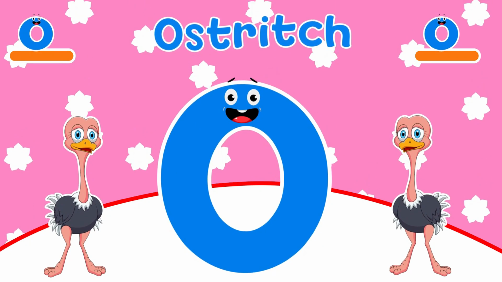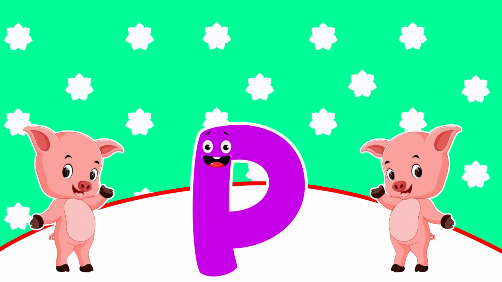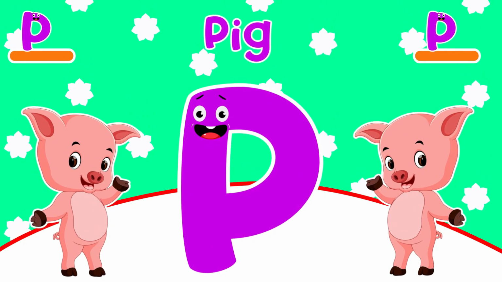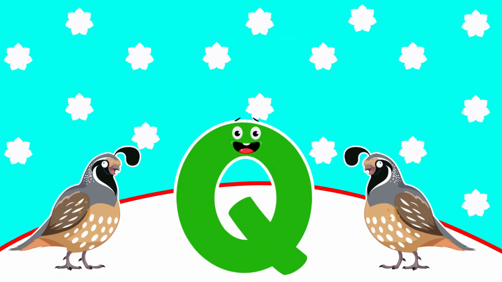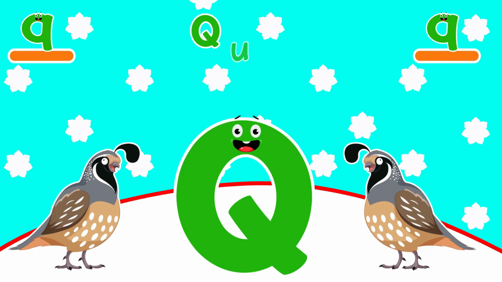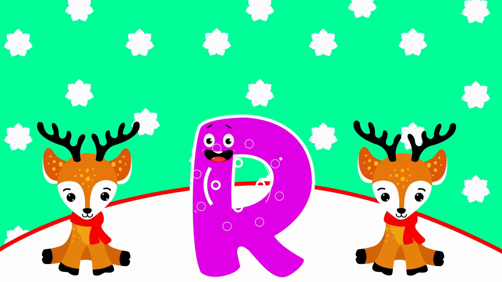O, ostrich. P is for pig. P, p, pig. P, pig. Quail. Q, quail. R is for rhino.